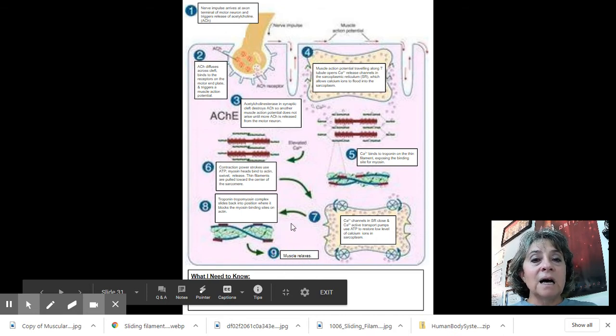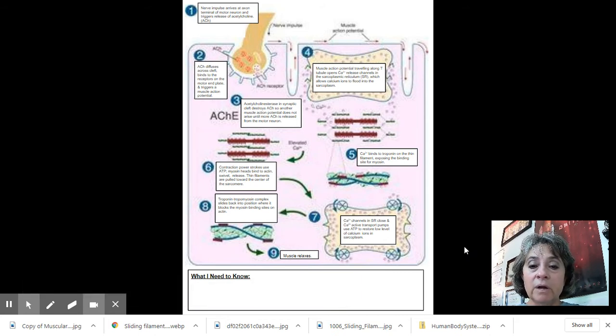So again, a lot of detail, a lot of things you don't really need to know, but I want to tell you what you do need to know on the bottom of the screen here. So what I need to know. So type this in the text box that you have below there.